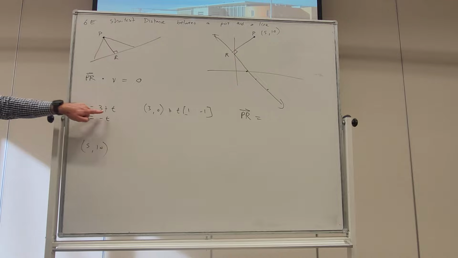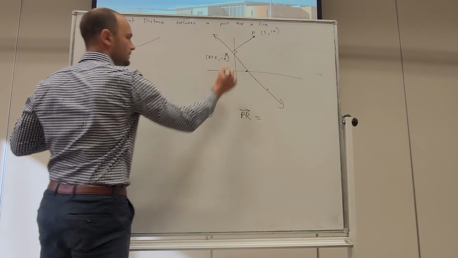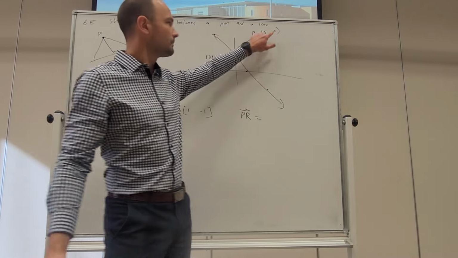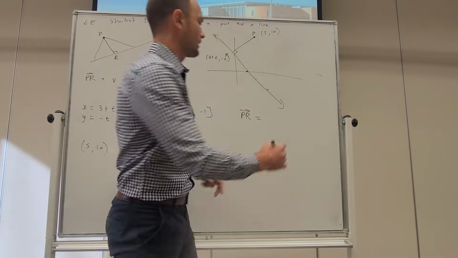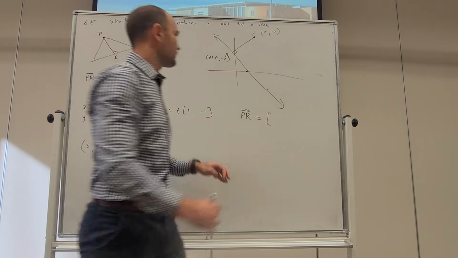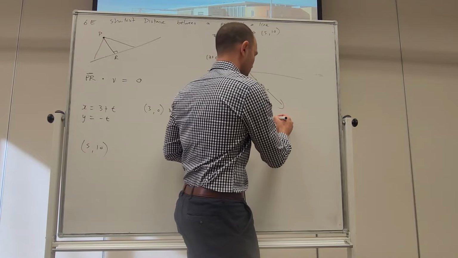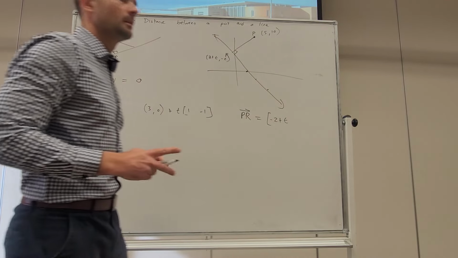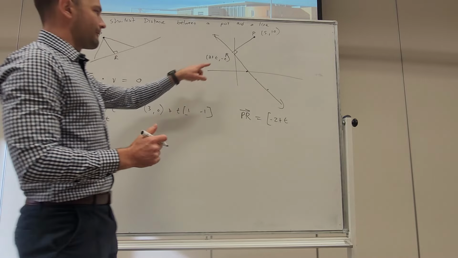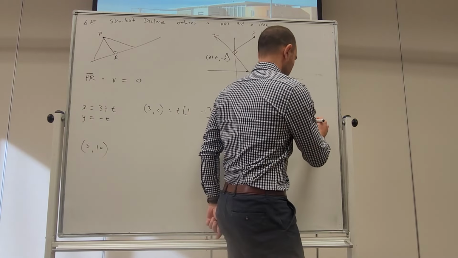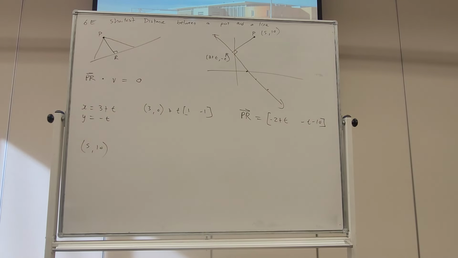Now the coordinates of R, I've said, x is 3 plus t and the y value is minus t. We've got the coordinates of P. So the vector from P to R is just the coordinates of R take away the coordinates of P. So vector PR is going to be 3 plus t, take away 5, which is minus 2 plus t for the x component. And for the y component, we'll have minus t, take away 10. Okay, so that's vector PR.